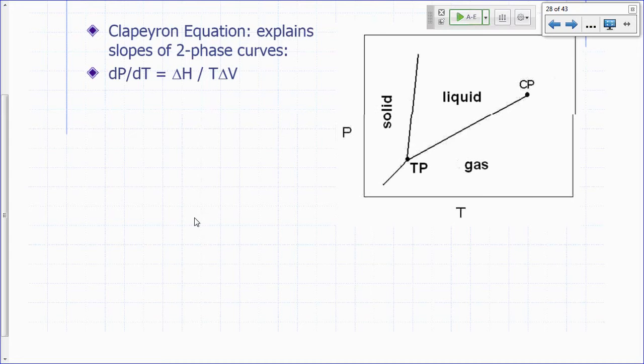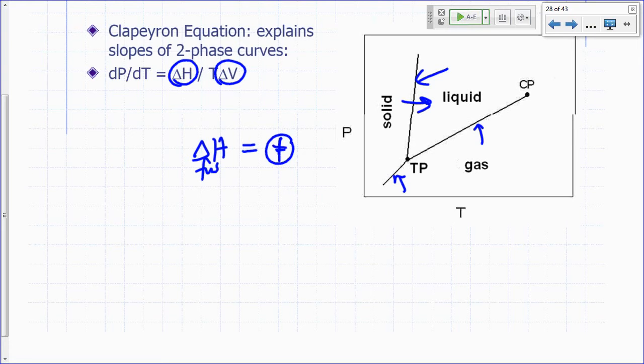The slope of these curves right here, these coexistence curves, depend on delta H and delta V. Delta H, okay, what do you know about delta H? From solid to liquid, what's your delta H? That's fusion, right? Solid to liquid, is it exothermic or endothermic? When you're melting something, do you supply heat or remove heat? You're supplying heat, so endo. Heat has to go into your system in order to melt, right?